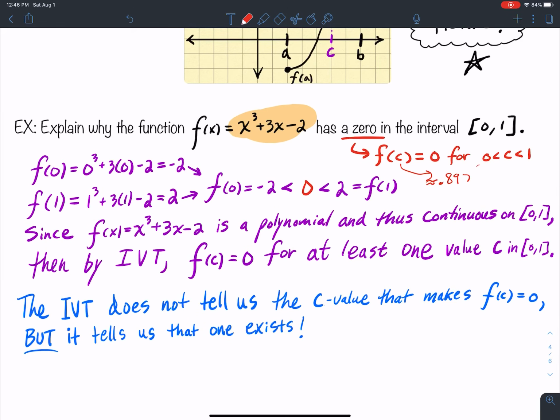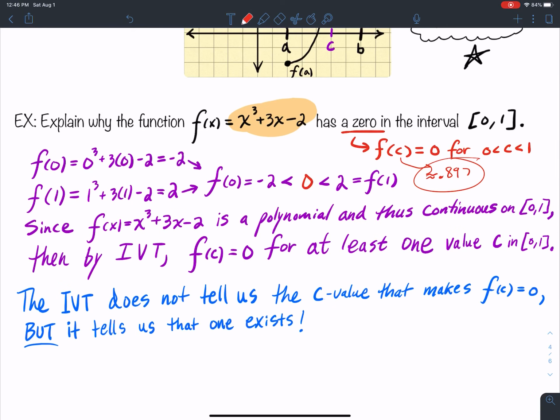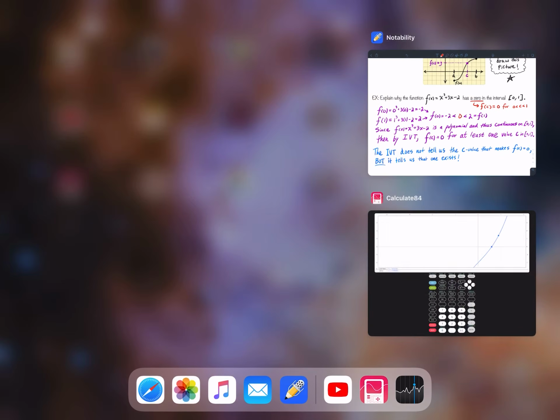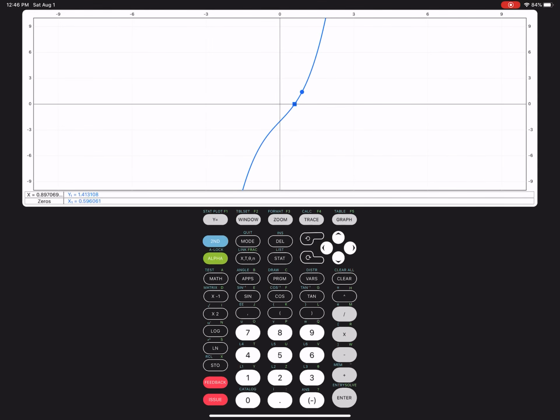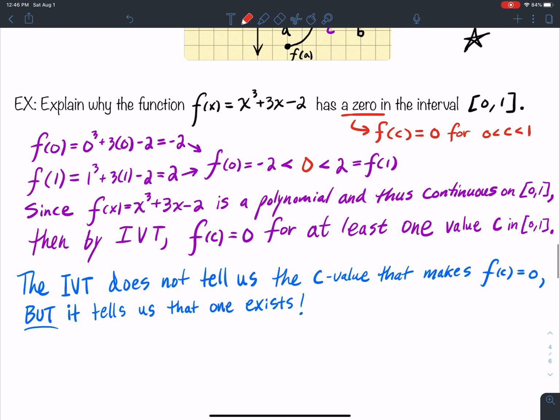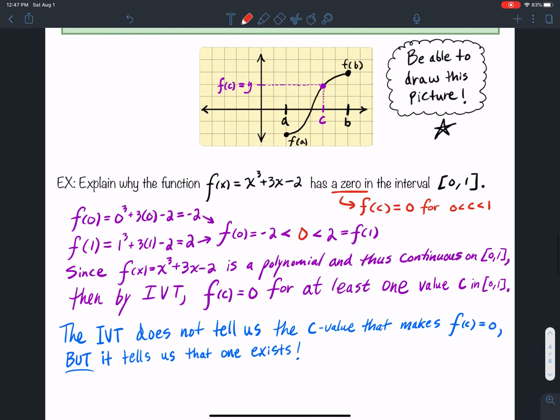So that's clear. The intermediate value theorem didn't tell you that, but it does at least tell you that one exists, at least one. Could it be the case that more than one existed? Sure, for this particular function though, you can see from the graph that it only passes through the x-axis one time, okay? So it doesn't tell you the c value that makes it 0, but it does tell you that one exists, okay? So it's very, very powerful. An existence theorem is what this is known as.